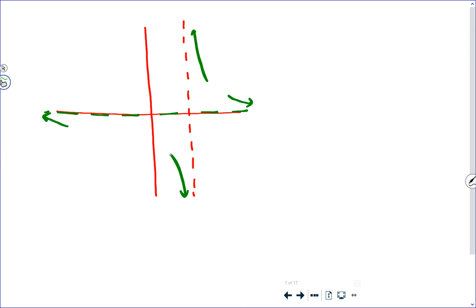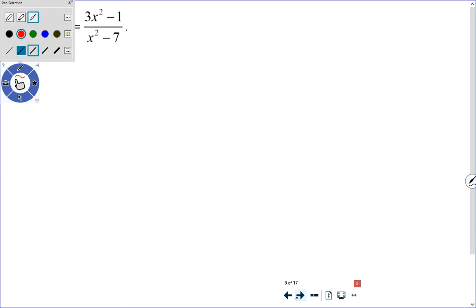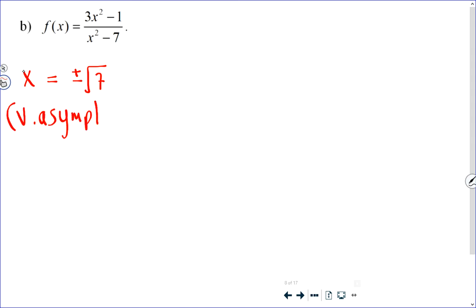Let's take a look now at the next question. B. There's nothing to factor here. So when we take a look at our vertical asymptotes, they are always arrived at by looking at the denominator. X is going to be equal to plus or minus root 7. These will be our vertical asymptotes.